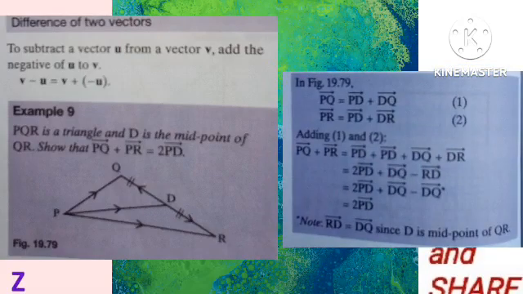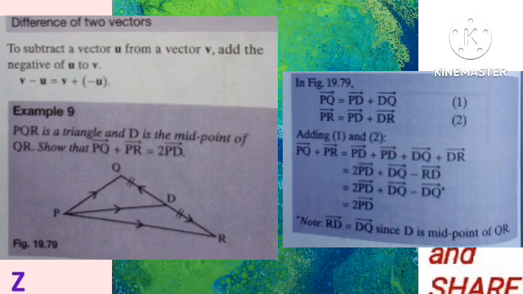Continuing from where we stopped, vector PQ is equal to PD plus DQ, as you can see in the diagram. That's the addition of vectors law. Then also we have PR equals PD plus DR. So next, when we add them together, we have PQ plus PR equals PD plus DQ plus PD plus DR. That will be 2PD plus DQ minus RD. That will be 2PD plus DQ minus DQ. That will be equal to 2PD.